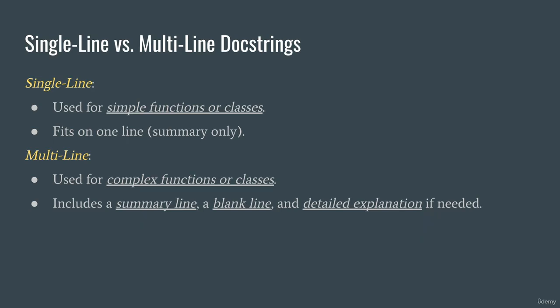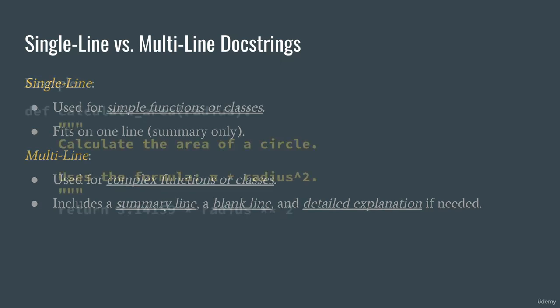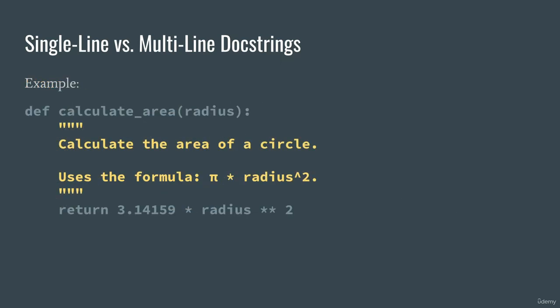When it comes to docstrings, there are two types: single line and multi-line. For simple functions or classes, you can use a single line docstring. It fits on one line and includes just a brief summary. For more complex functions or classes, a multi-line docstring is more appropriate. A multi-line docstring includes a summary line, followed by a blank line, and then a more detailed explanation if needed to clarify the functionality.